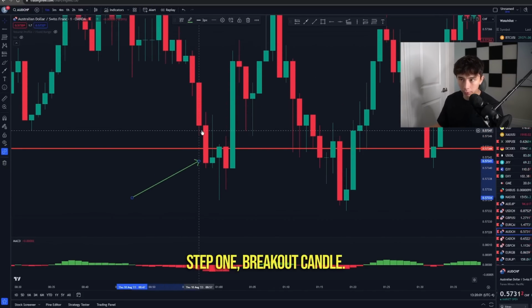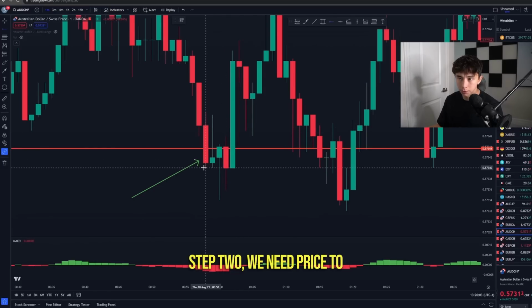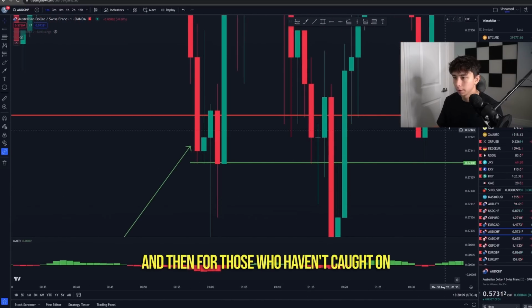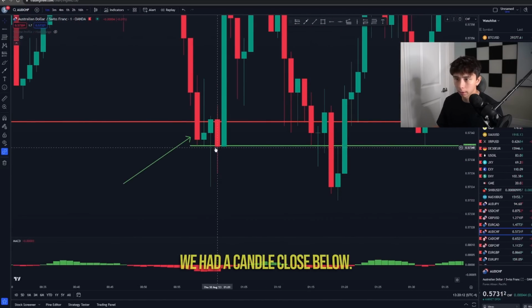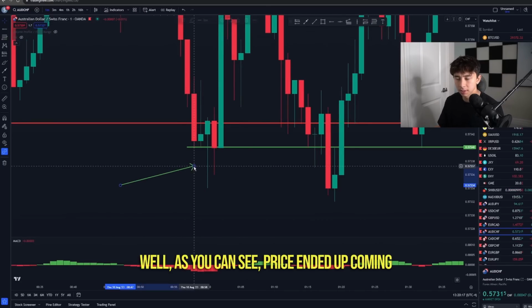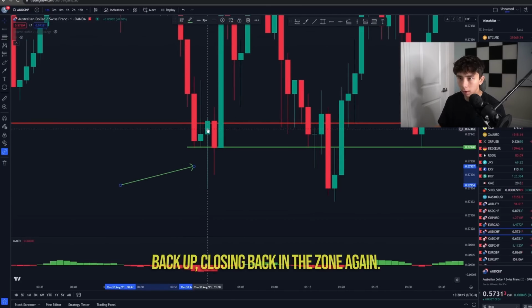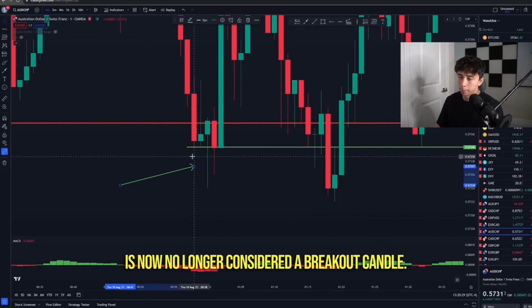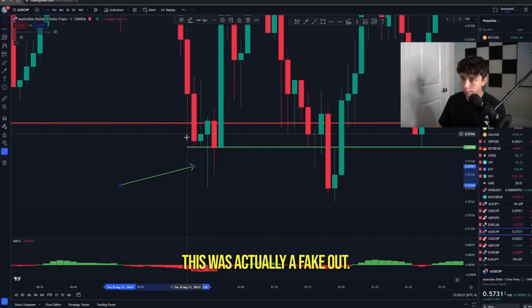Step 1, breakout candle. Step 2, we need price to close below the breakout candle. And then, for those who haven't caught on yet, right here, you might think, oh wow, we had a candle close below. Why did it fake out still? Well, as you can see, price ended up coming back up, closing back in the zone again. So now, whatever has previously happened, this breakout candle is no longer considered a breakout candle. This was actually a fake out.